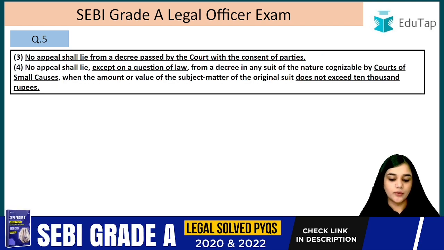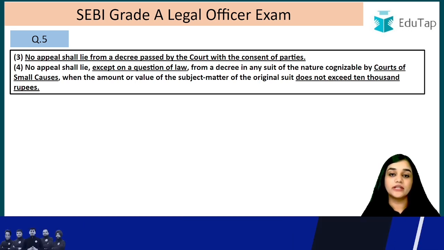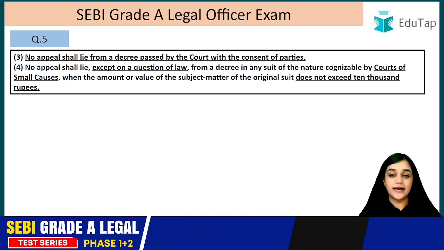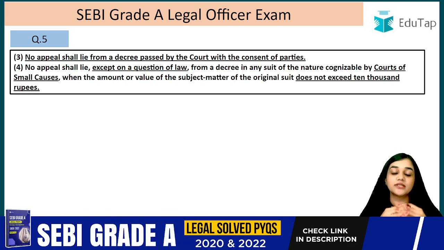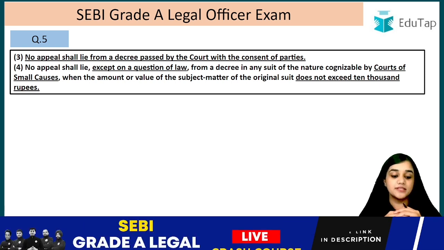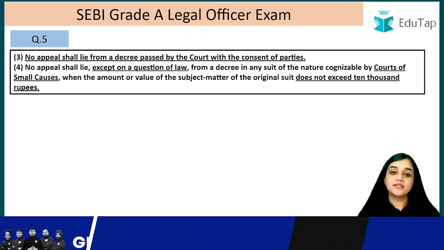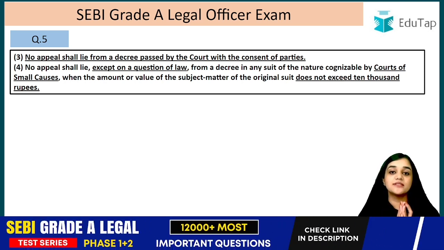No appeal shall lie from a decree passed by the court with the consent of the parties. What they are talking about is a consent decree. What is a consent decree? A compromise decree, right? They agreed to some terms, and those terms were authorized by the court. In that case, they get a compromise decree, or as we say, a consent decree, right? In a consent decree, there are two parties and they agree to one single thing and come to a settlement, and that is approved by the court. The court is only authorizing that.